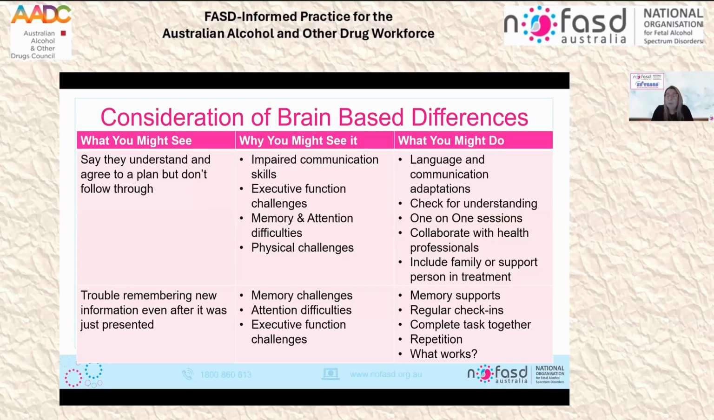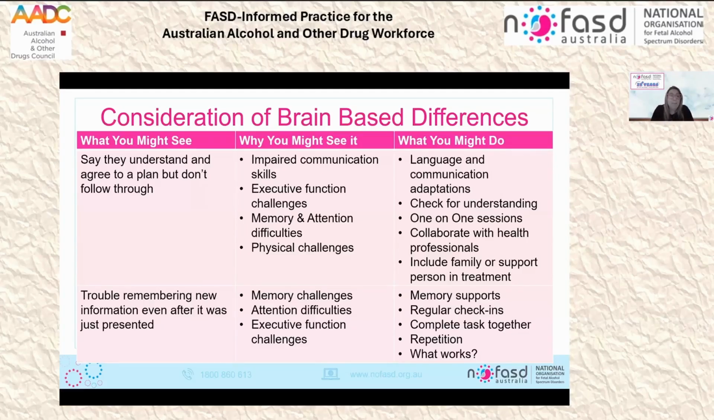Collaborate with professionals, so find out about those physical conditions. They may have a motor skill challenge that might be impairing their handwriting, so they might not be able to fill out the paperwork that they've been asked to fill out. Include family and support people, with consent, to do things like attend appointments, remind them of appointments, help consolidate information, and help maybe fill out some paperwork.